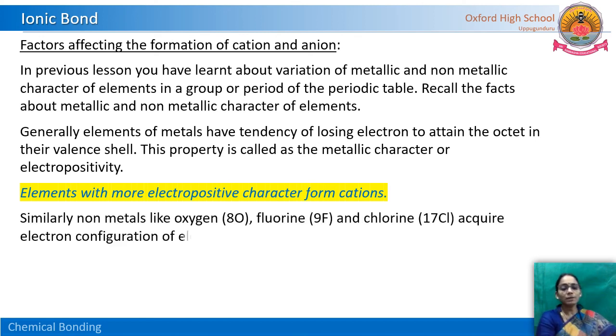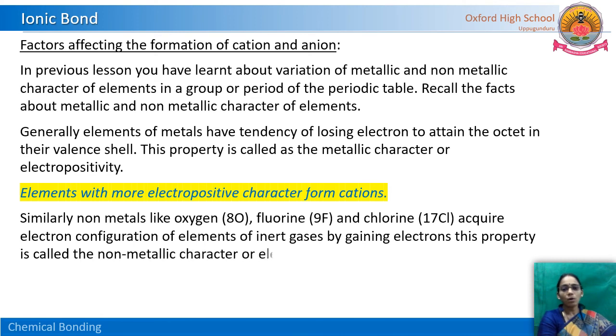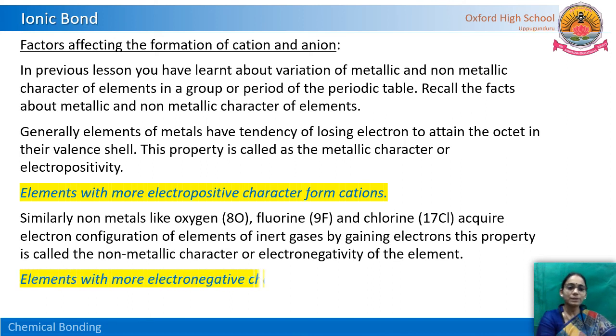Similarly, non-metals like oxygen, fluorine, chlorine, all these acquire electronic configuration of elements of inert gases. How? By attracting or by gaining electrons. So this property is called the non-metallic character or electronegativity. So here elements with more electronegative character form anions. We know this one. Next one. What are the factors?